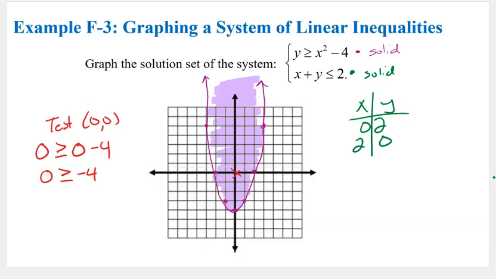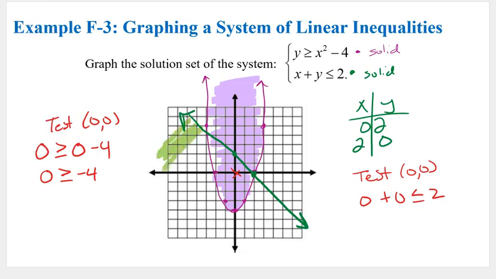So 0, 2 and 2, 0. And then I'm going to draw a solid line through those as well. And then notice 0, 0 is not on that line, so I'm going to use 0, 0 as my test to see if I shade below that line or above. So 0 plus 0 is less than or equal to 2. It is. So I'm going to go to my green highlighter, and I'm going to highlight everything below.